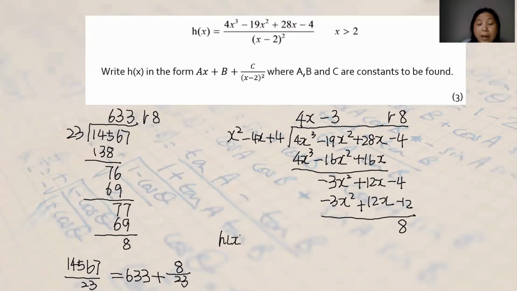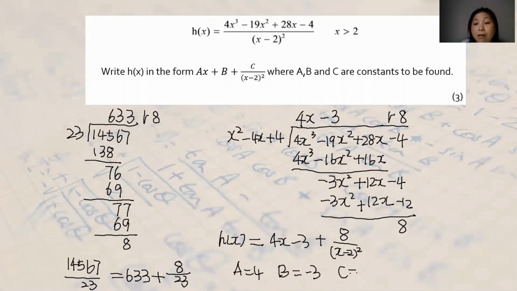So we have completed the long division with this algebraic fraction, but we also need to write h of x in the form the question requires, and now we can do it using a similar idea as what we did with numbers. So it should be 4x minus 3 plus 8 over x minus 2 squared. Just to remind you, one of the most important things in A-level maths is working out and a correct conclusion. This question asks us to find the values of A, B, and C, so we must close this question by finding the values of A, B, and C.